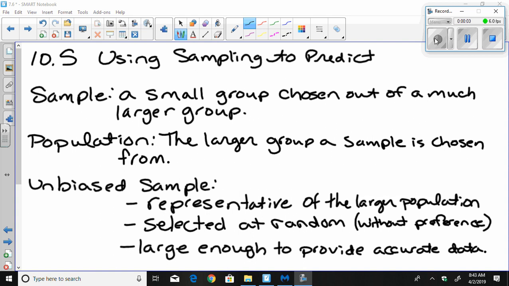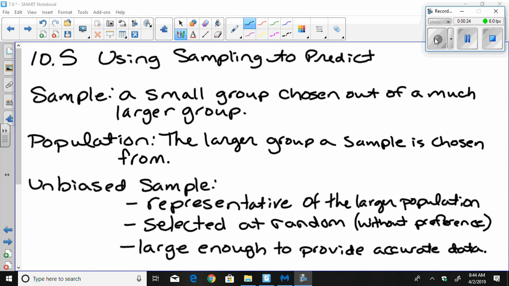Pre-algebra, Chapter 10, Section 5, using sampling to predict. A sample is just a small group chosen out of a much larger group. A population is the larger group a sample is chosen from. For instance, when we go into voting, they like to predict who's going to win.